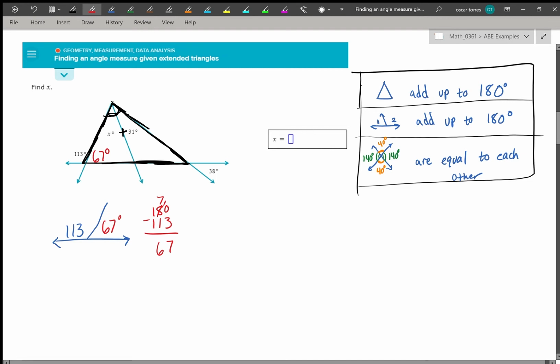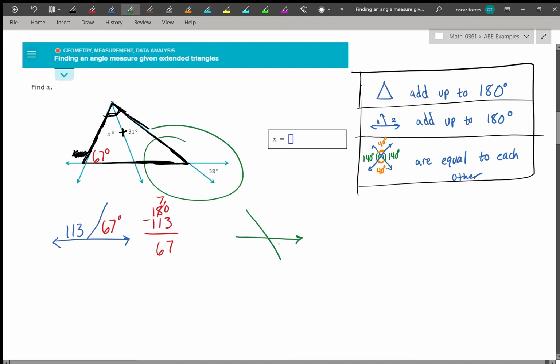Now that we've figured out this angle, we can go ahead and ignore that 113. So now we have 2 angles of this triangle. We have the top angle, the angle on the bottom left, and now we need the angle on the bottom right. So I want to look at this shape here. We have 2 lines. We have a line that goes down and to the right, and we have another line that goes left and to the right.